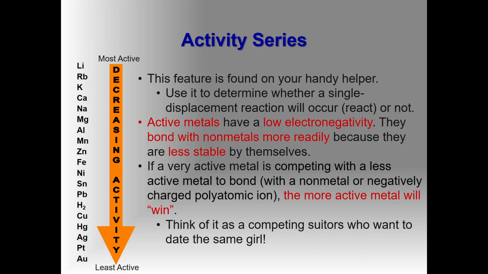And this is where knowing your periodic trends comes into effect. As we go left to right, electronegativity increases. And the more active a metal is depends on low electronegativity. Because remember, the metal is wanting to give up its electrons. If it has a high electronegativity, that means it's going to really strongly want it. The lower the electronegativity, the less energy is required to pull that electron off.